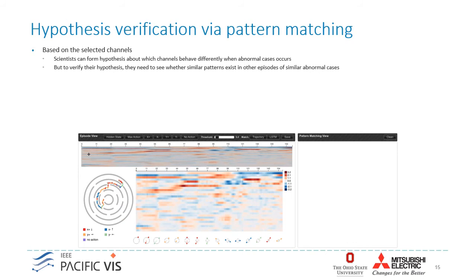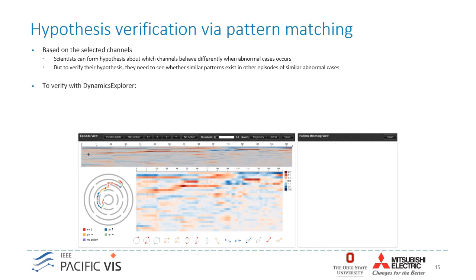From the comparison in the previous slide, scientists can know, in the selected episode, which time step and which channels are apparently different when the abnormal behavior happens. Now, scientists can form hypotheses about which channels are important, but to verify their hypotheses, they need to confirm whether the same pattern also occurs in other episodes with similar behavior.